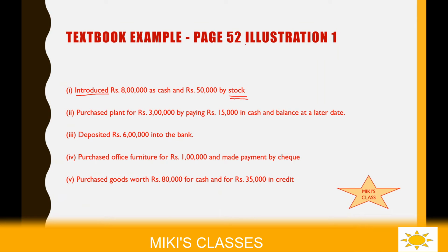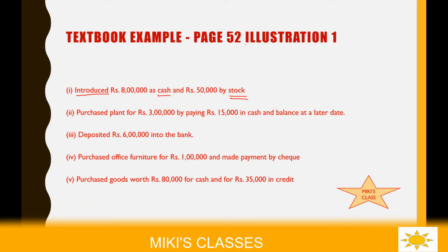Okay. So introduce 8 lakhs as cash and 50,000 as stock. The stock doesn't mean stock markets. The stock means goods or inventory. So suppose you're into the business of selling cars, the stock would mean stock of cars. Suppose you're into the business of selling televisions, this is stock of TVs. Okay. So what it means is the owner has put 8 lakhs into the business and he has also given some inventory, some stock. Okay. So what will be the journal entry?